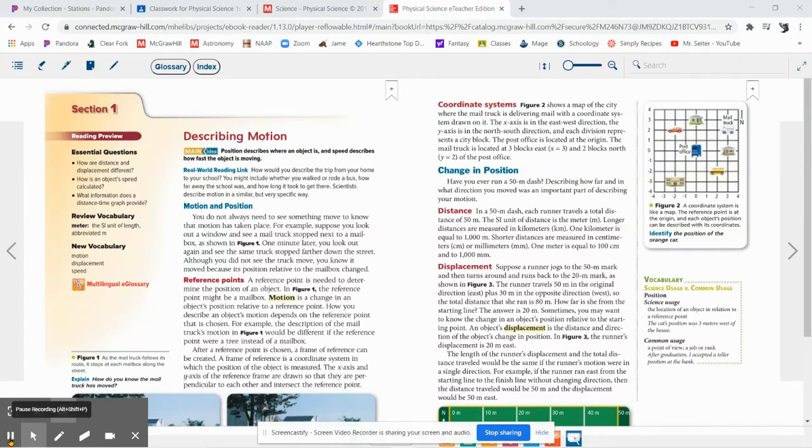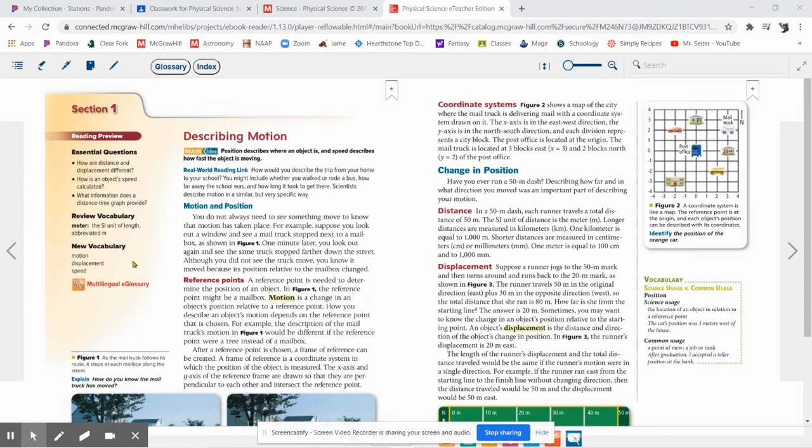Okay, so this is the lecture for Chapter 2, Section 1, Describing Motion. Notice the essential questions. You should be able to answer these when you're done. Here's your review of vocabulary: meter, motion, displacement, and speed are our new vocabulary terms. Make sure you're studying the vocabulary terms. I'll try to put them up because we will have a quiz over this, okay?